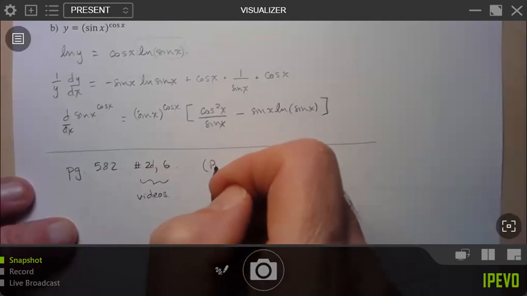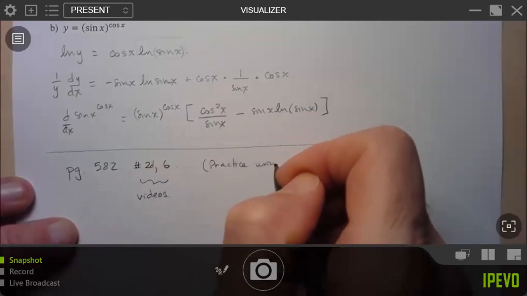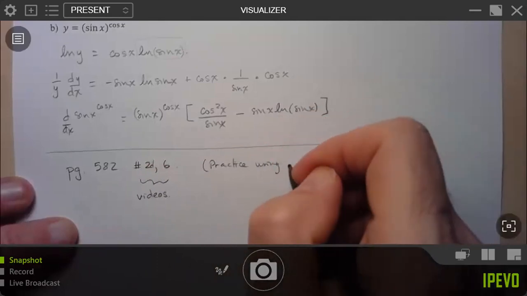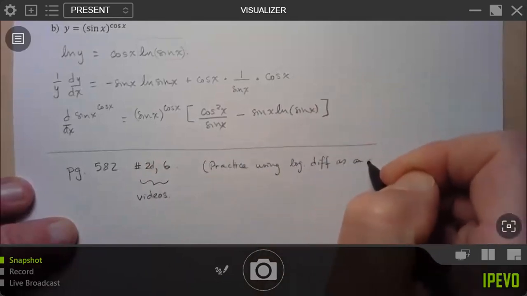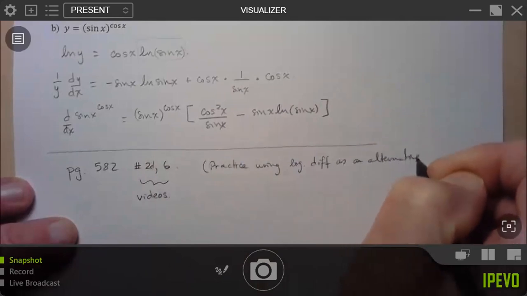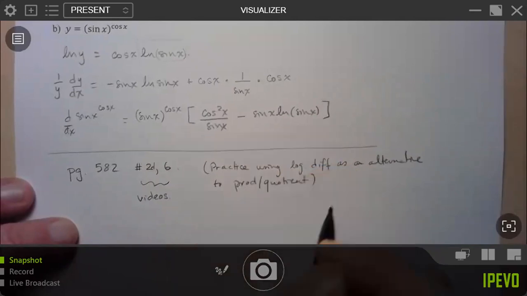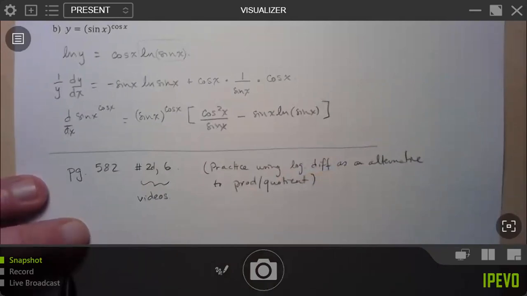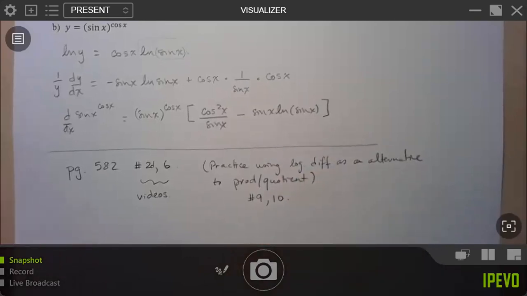Okay. And if you want to practice using, we'll call it logarithmic differentiation as an alternative to product or quotient rule, similar to the example I showed you on the last page, I would say number 9 and 10 are two nice ones where it actually, I would say, is worth using logarithmic differentiation.